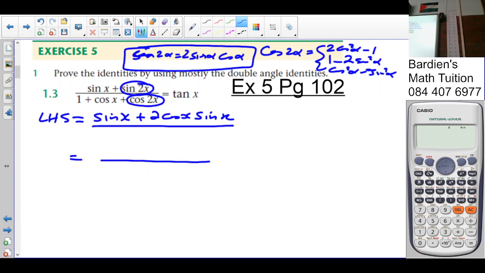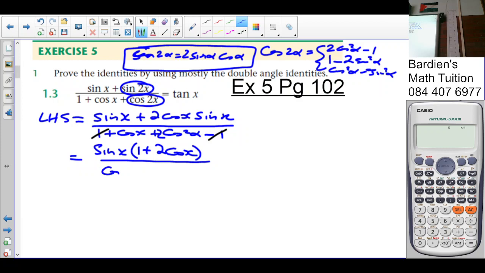Okay? People, what can be done in the numerator? You take out sine x as a common factor. What am I left with? 1 plus 2 cos x. Do we know already which one to choose? The one dealing with cos. Okay? So that would be 1 plus cos x plus cos squared x minus 1. Or 2 cos squared x minus 1. Okay? Or if you said you want to get rid of the 1, then I would have chosen that one anyway.